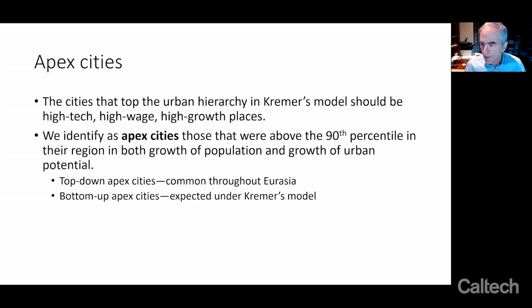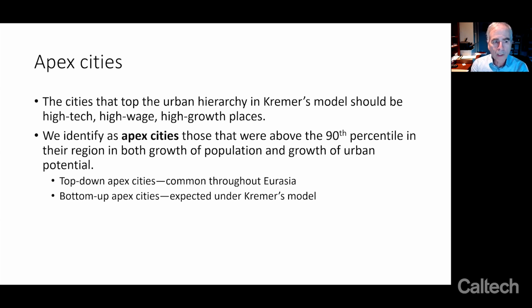So turning from individuals and where individuals go and how their birth to death migrations affect both their own productivity and the inequality of talent distribution across cities, another part of the paper returns to this notion of apex cities. By that, all we mean is that in Kremer's model, there has to be a top city in each O-ring sector. And the model would predict that these cities, whatever they are, are high tech, high wage, and high growth places.